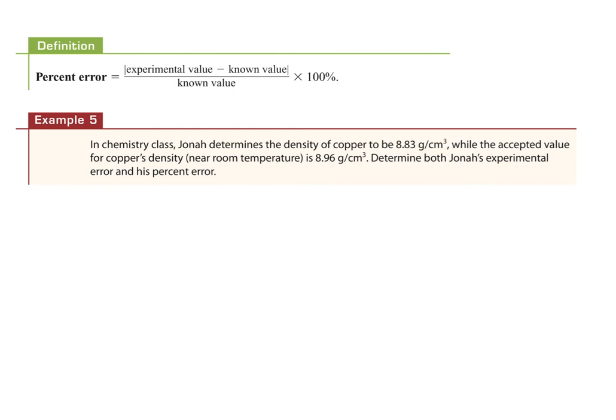You can subtract and you don't have to worry about your positive, negative. You can just drop that positive, negative, or you can always subtract the smaller from the larger. What matters is that you always divide by that known value. All right, so let's look at this example.